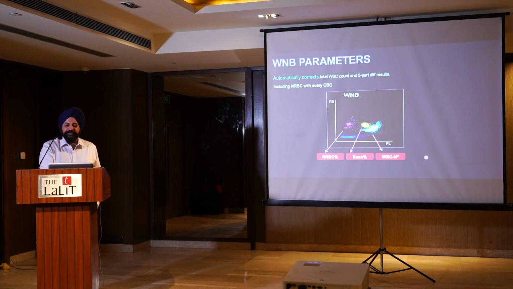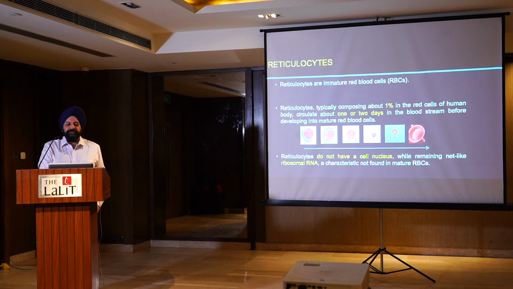So this is the WNR scattergram, which is the same scatter plot enlarged. So this is neutrophil, just to the left is the basophil, and further left is the area of the nucleated RBCs. So we should start developing the habit of looking at our histograms and scatter plots more efficiently.